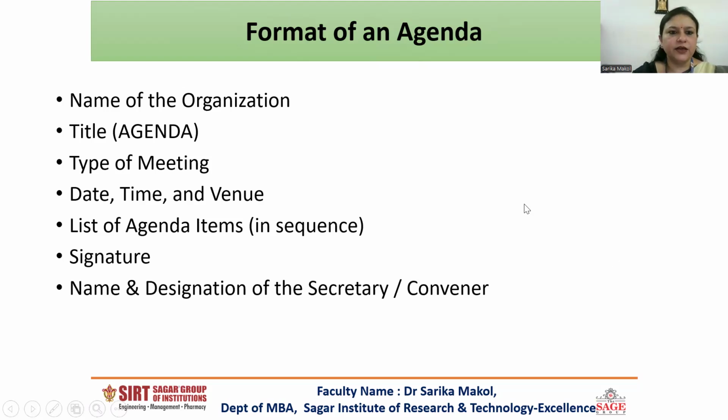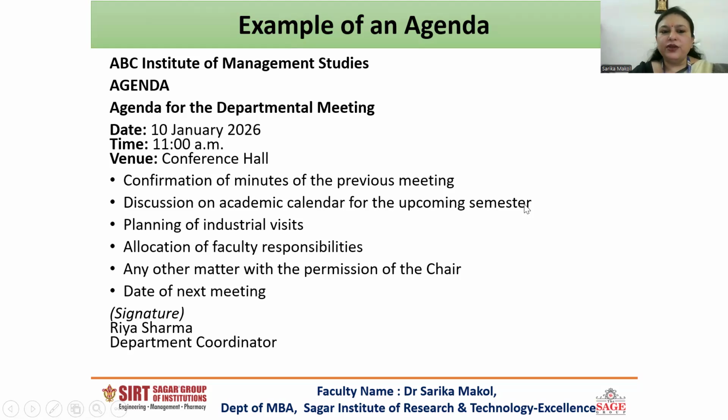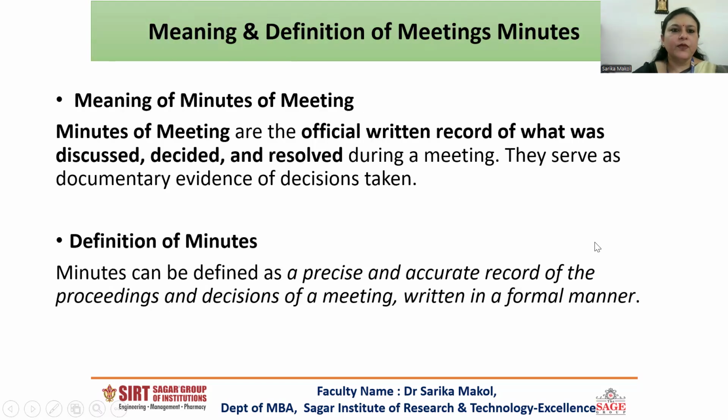I hope the format is clear. I am just showing you the sample of the agenda. In this way, you can make the agenda. See, these are all the points which we have discussed in the previous slides. There is date, time, venue, then agenda. The type of the meeting is departmental meeting. These are the agenda points, then signature. So this is how you can make the agenda of your organization.